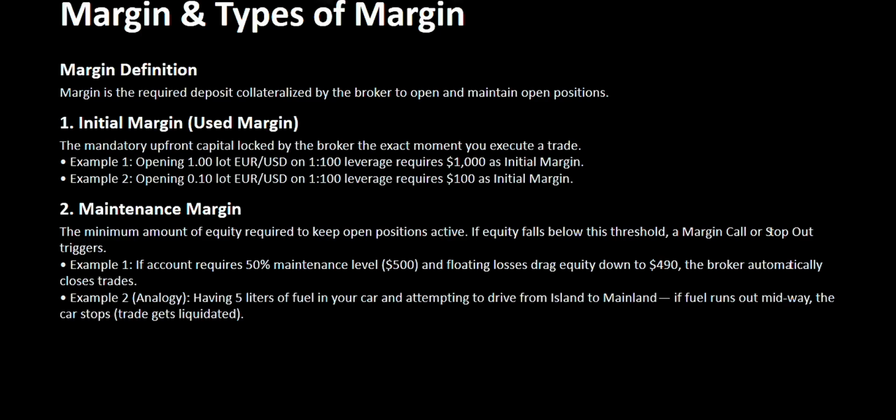So, margin and types of margin. We have two main types of margin. Margin is the required deposit collateralized by the broker to open and maintain an open trade. Then we have initial margin. It is the mandatory upfront capital locked by the broker at the exact moment you execute a trade. For example, if you open a trade in one lot size, and you're on leverage, just as we discussed about leverage, it requires 1,000 as initial margin.